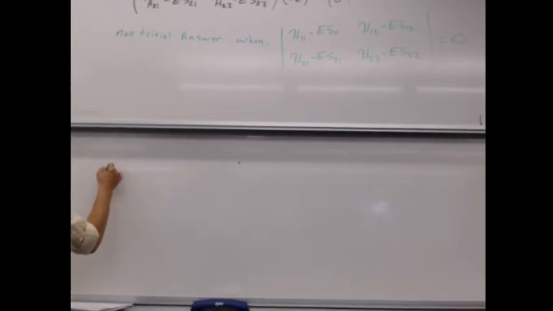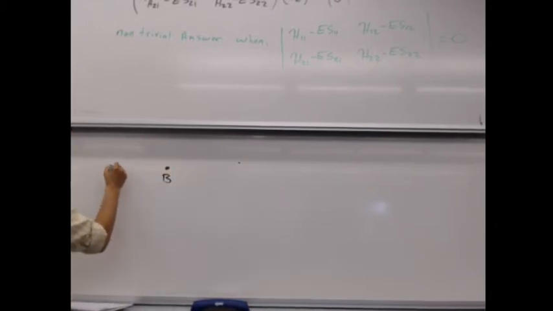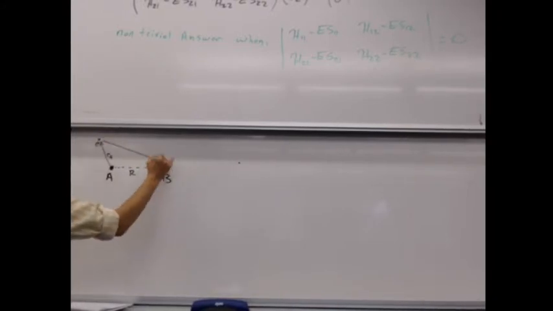We're going to have nucleus A and nucleus B. They will be separated by distance capital R. Associated with them, and I'm going to put it off at a kind of funny angle, is the 1 electron. The distance of that electron from nucleus A is Ra. The distance of that electron from nucleus B is Rb.